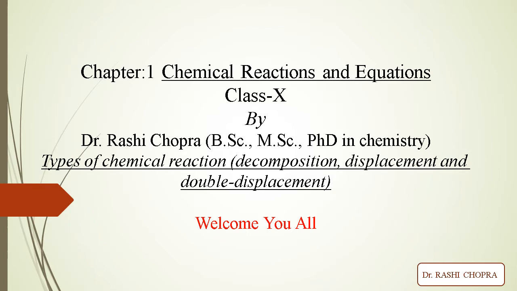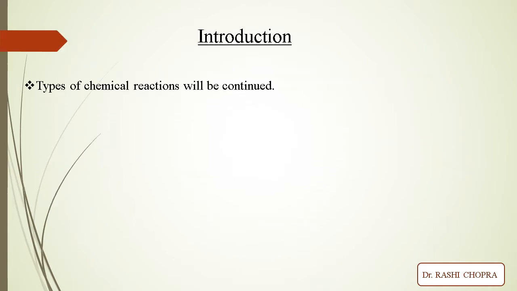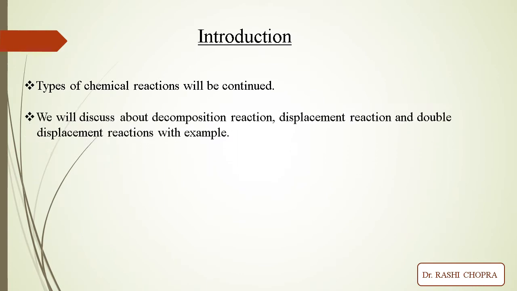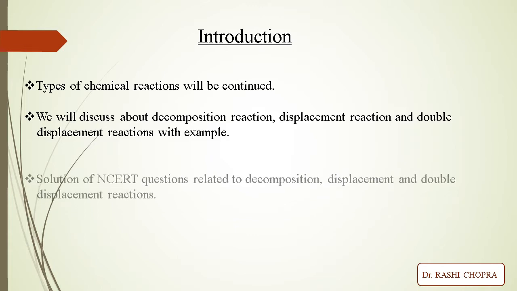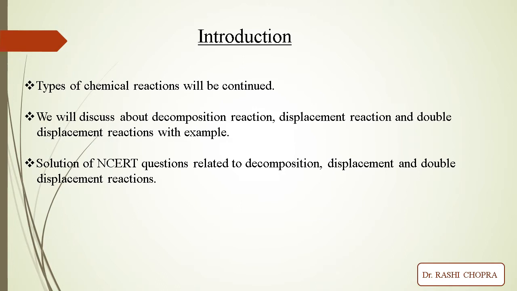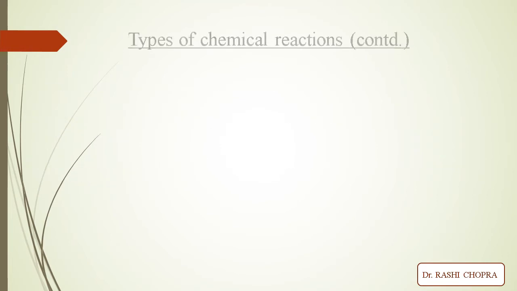Now, in this session, we'll discuss the next three types of chemical reactions, which are the decomposition reaction, displacement reaction, and double displacement reaction, and then the fifth and last type of chemical reaction. We will learn these with their subsequent examples. We will also solve the NCERT questions which are related to these reactions. So let's start with these types of chemical reaction.